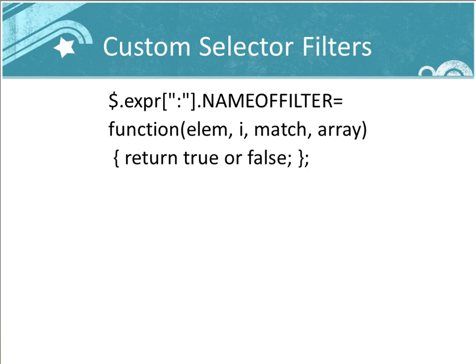And our function is going to take 4 parameters: our element, an index, some metadata, and then the array, which is the full array of matched elements. And we're simply going to return true or false in that method. True if the filter actually matches what it is we want to match, false otherwise. Let's take a look at what those parameters mean.